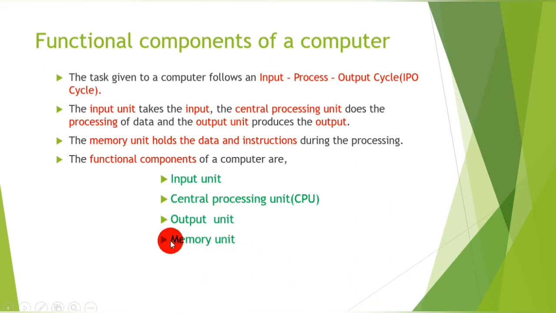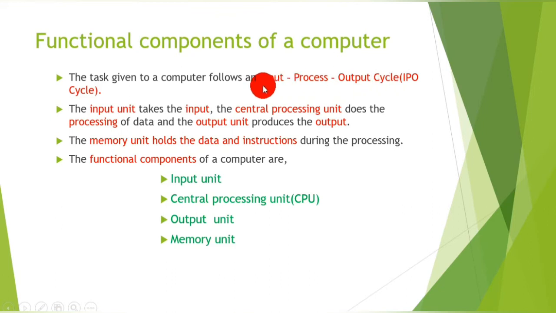What is the real process done in your computer? The computer accepts the input, processes the data and then produces an output. This is known as the IPO cycle. In 1 mark questions, it may be asked what is the expansion of IPO. Input, process, output. How can the computer solve a task? It takes input from the user, processes the data, and at last produces an output. That is the result. So this is known as the IPO cycle.